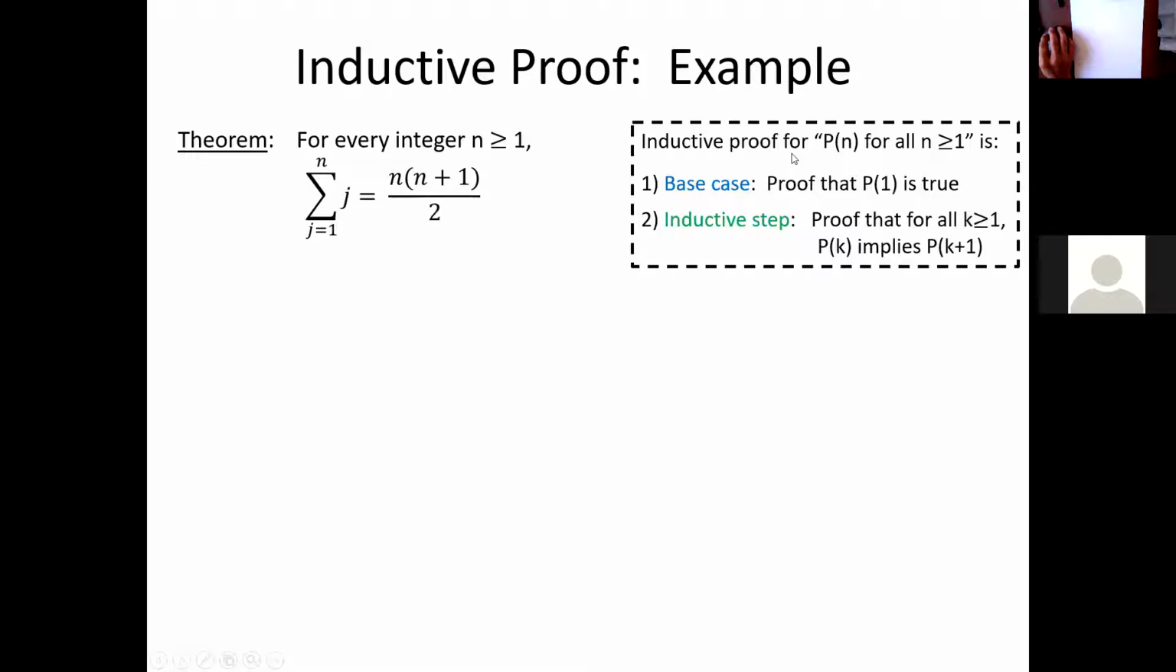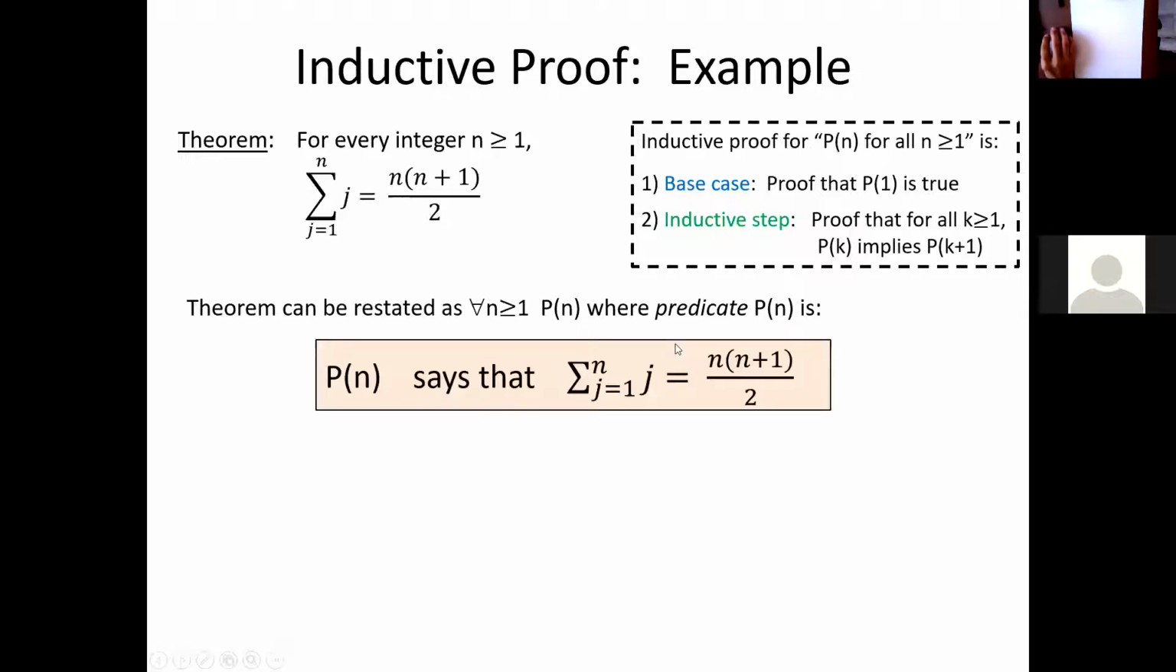So let's recall what an inductive proof is in general. If I'm proving some statement that is parameterized by an integer, and I'm proving it for all integers greater or equal to 1, then I have to prove that this predicate on n is satisfied for the first integer in my range, that's the base case. And then in the inductive step, prove that for all integers fitting this range, predicate at k implies predicate at k plus 1.